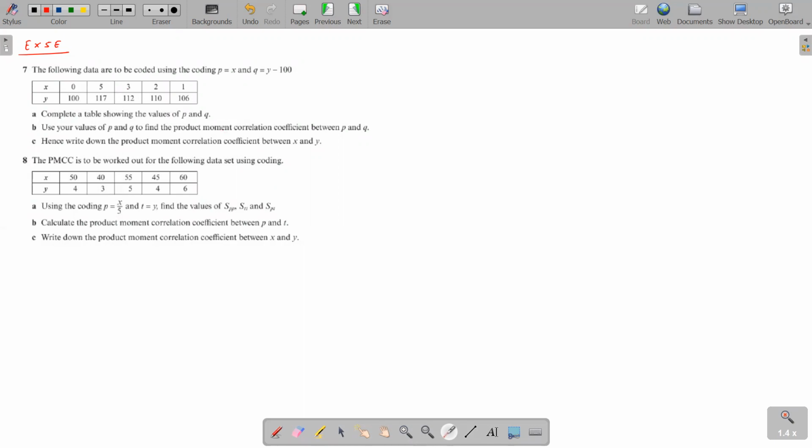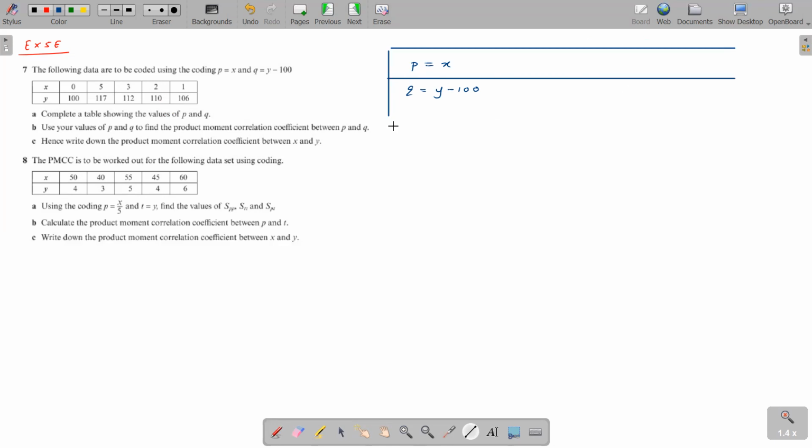The following data are to be coded using the coding P equal X and Q equal Y minus 100. The X values and the Y values are given to you. X and Y are the original data points, and P and Q are the coded data. Complete a table showing the values of P and Q. How do you get the value of P and Q? They have told us P is equal to X and Q is equal to Y minus 100. So guys, shall we prepare the table?